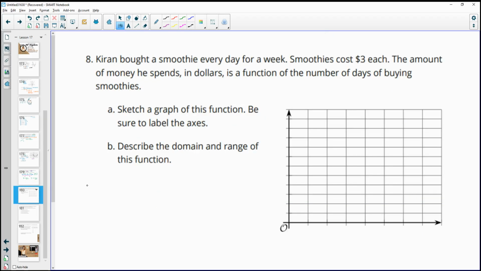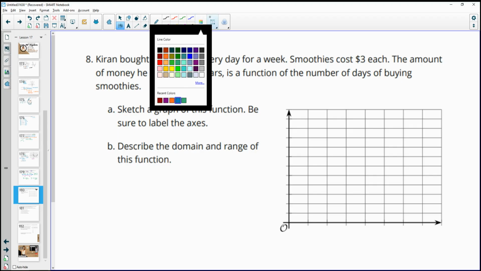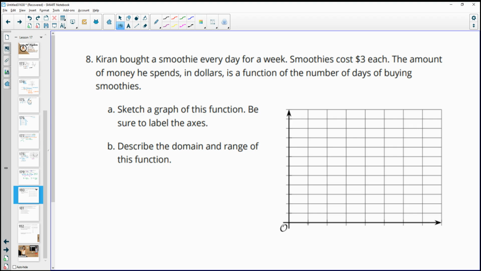Number 8, Kieran bought a smoothie every day for a week. Smoothies cost $3 each. The amount of money he spends in dollars is a function of the days buying smoothies. Sketch a graph of this function. Be sure to label your axes. So we know each day. So I'm going to just put, we're doing this for 7 days, right? Because it's for a week. So we'll do 7 days.